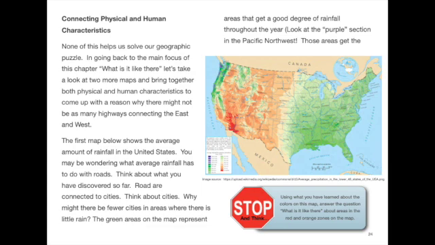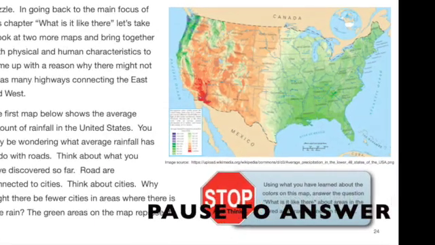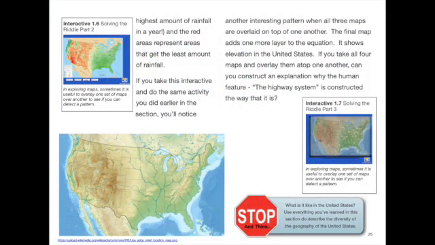The green areas on the map represent areas that get a good degree of rainfall throughout the year. Look at the purple section in the Pacific Northwest. Those areas get the highest amount of rainfall in a year. Stop and think. Using what you have learned about colors on the map, answer the question, what is it like there about areas in the red and orange zones on the map? And the red areas represent areas that get the least amount of rainfall.